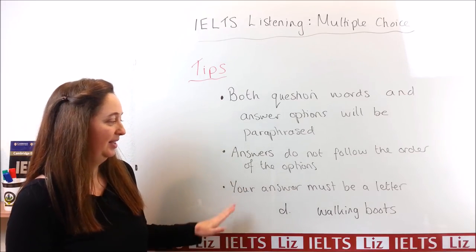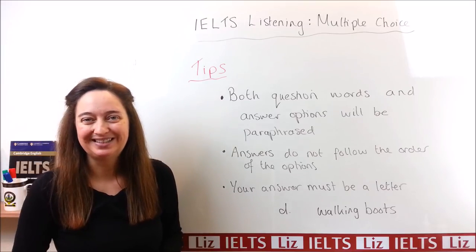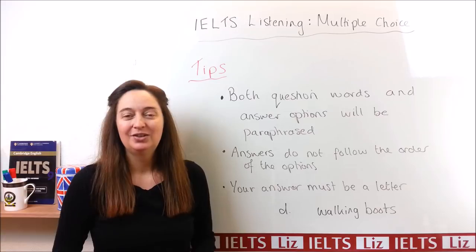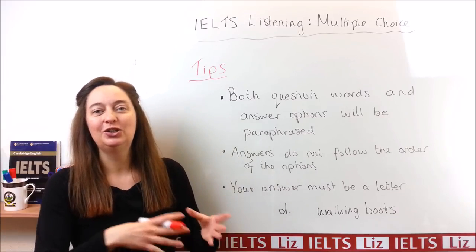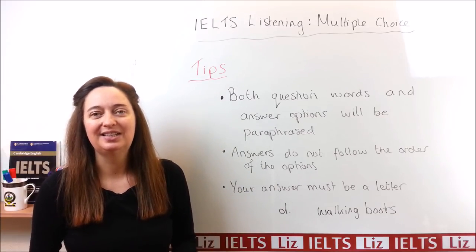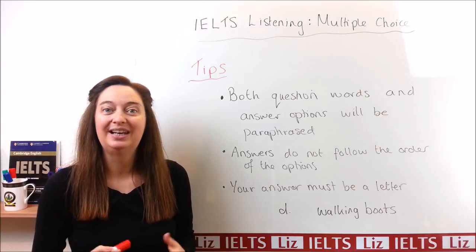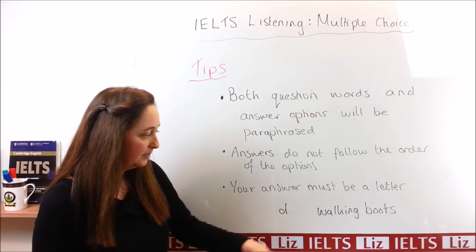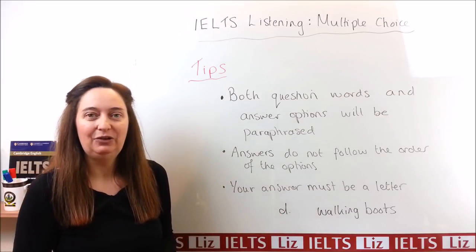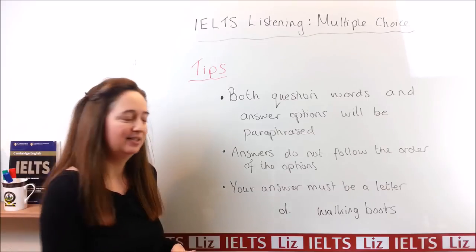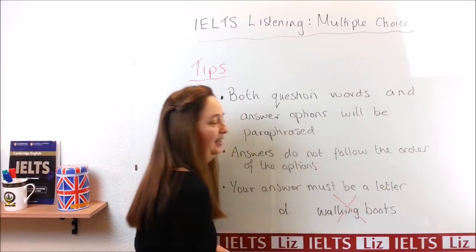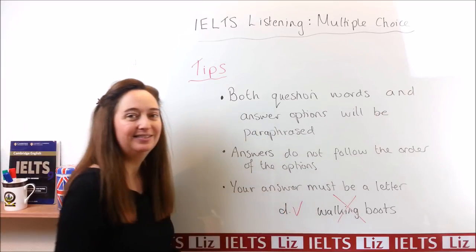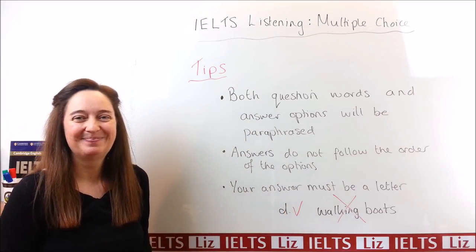And the last tip, this is one of the most important tips, is your answer must be a letter. So when you transfer your answers to the answer sheet at the end of the test, make sure that you transfer the letter, not the word. So one of the answers was D, walking boots. If you write walking boots on your answer sheet, the answer is wrong. So make sure that you write the letter and not the words.